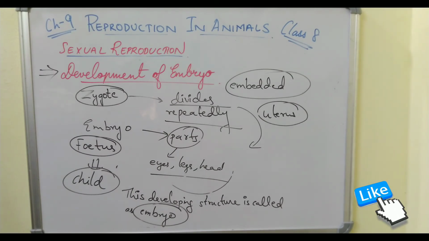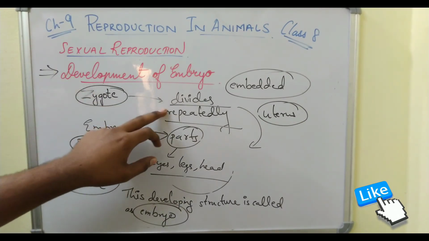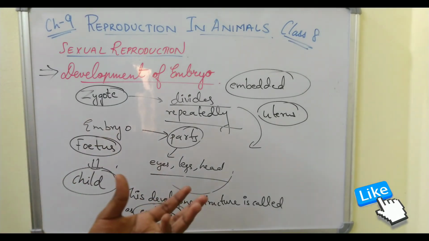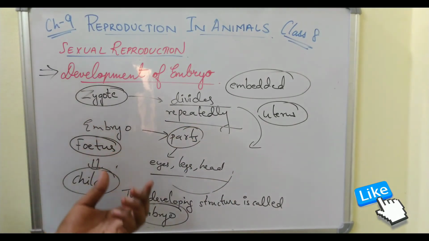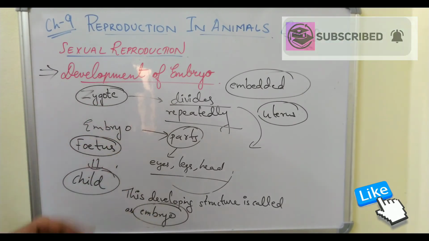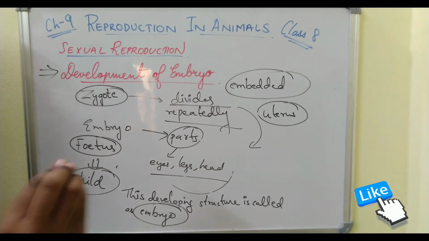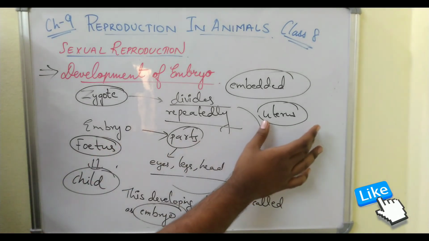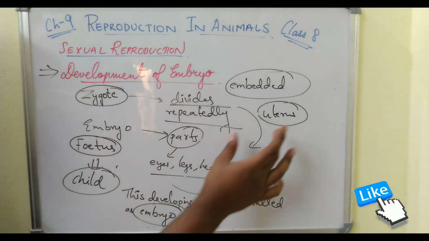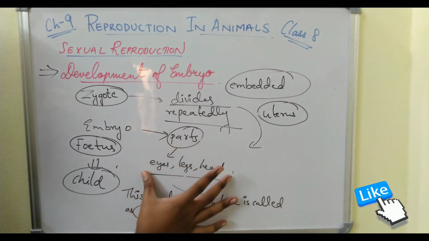I'll just repeat the whole process. After the zygote, it divides repeatedly to form cells, a group of cells, then tissues, then organs. This developing structure is nothing but an embryo. Cells, tissues and organs are formed, and that developing structure is called the embryo. The embryo is embedded, meaning it sticks onto the uterus. Then the embryo develops and forms different parts of the body.